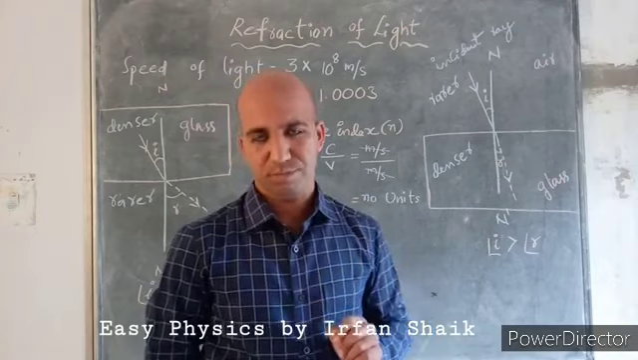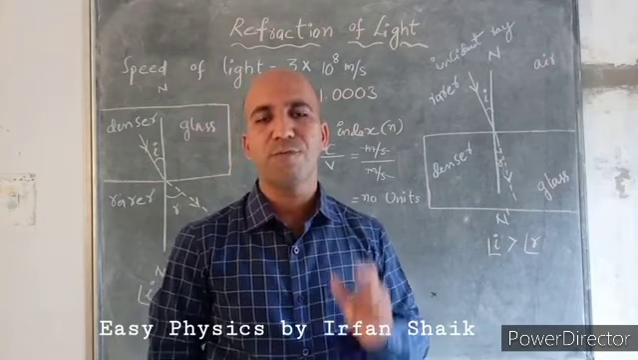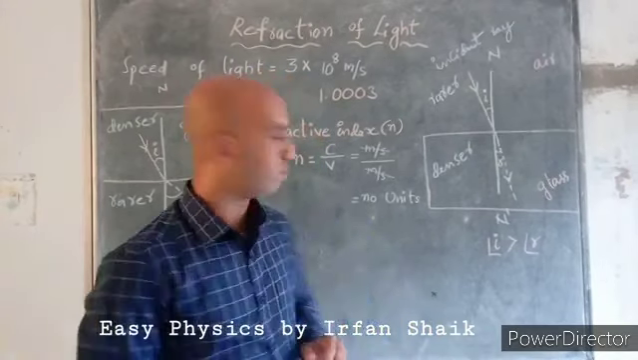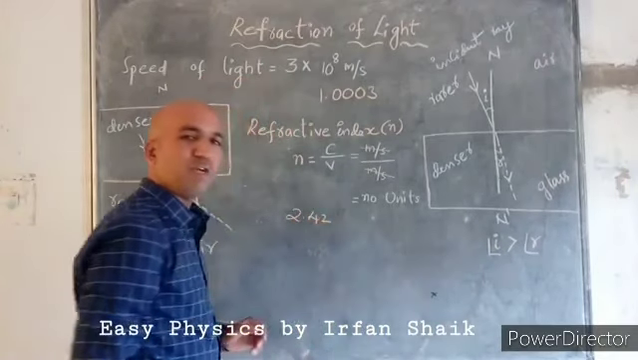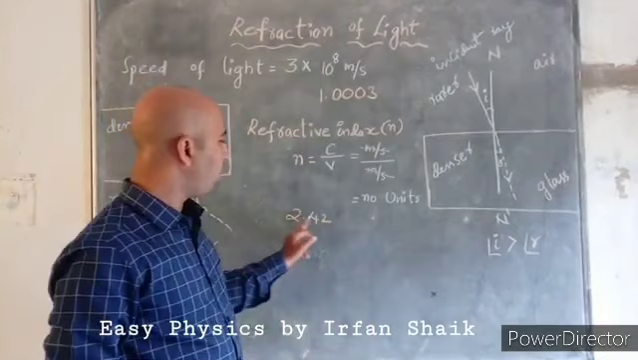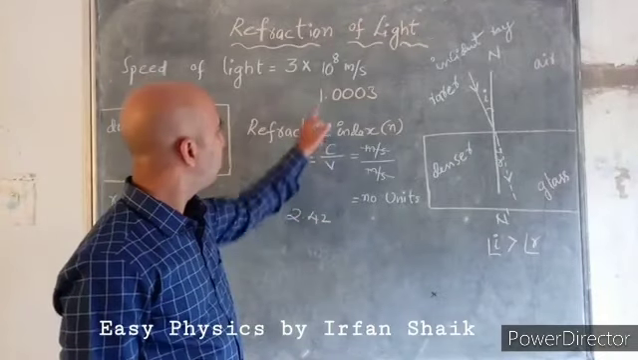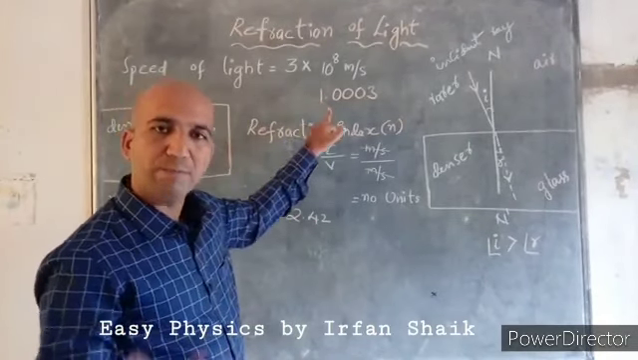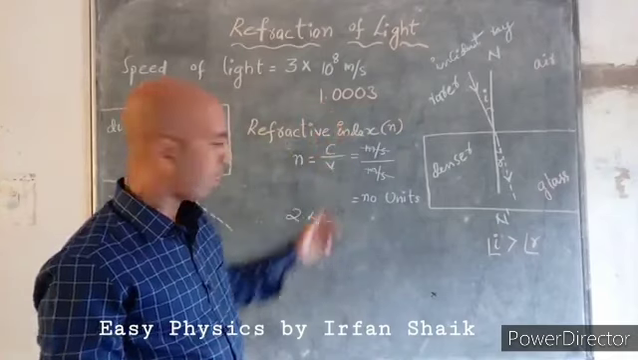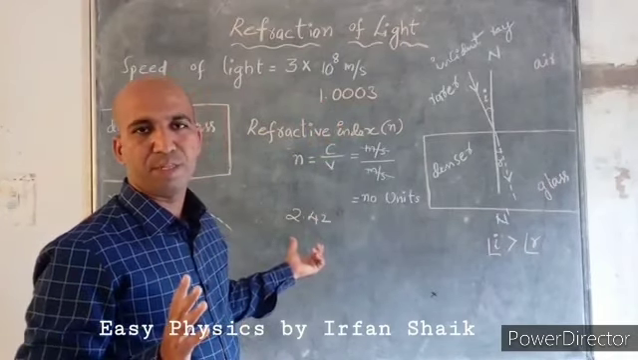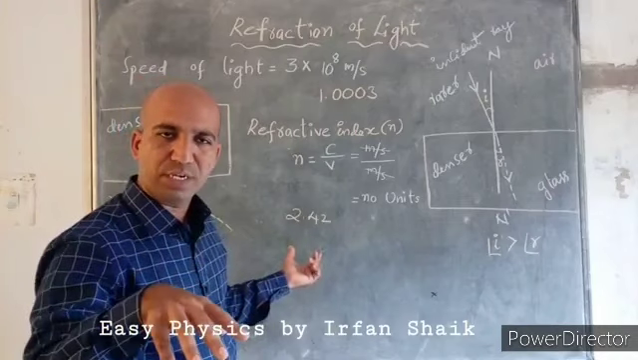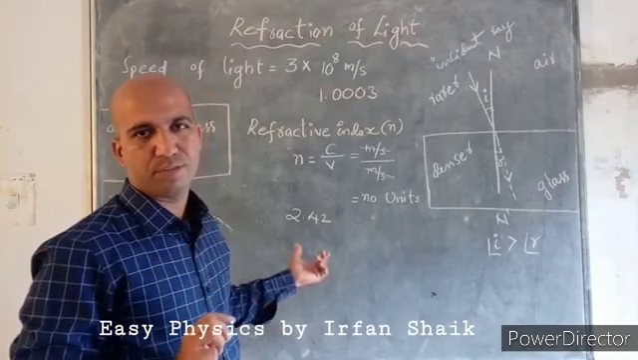If you take diamond, the refractive index of a diamond is 2.42. That means it is 2.42 times the refractive index of air. That's why the speed of light in diamond is very less. The light travels very slowly in a diamond.